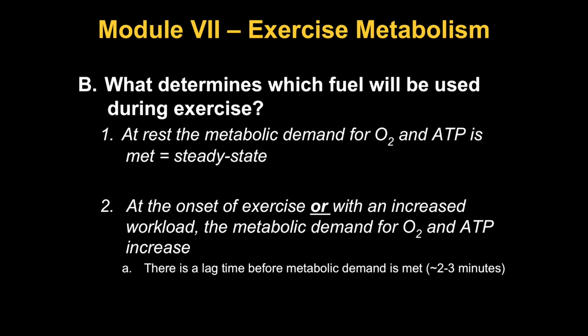Anytime that you deviate away from this, so if you're talking about the onset of exercise, or you suddenly increase the workload, then you get a mismatch in the supply of O2 compared with the demand for O2. So really, this mismatching is going to shift the system that we're going to utilize during exercise for ATP production. So at the onset of exercise or with an increase in workload, the metabolic demand for oxygen and ATP are going to increase.